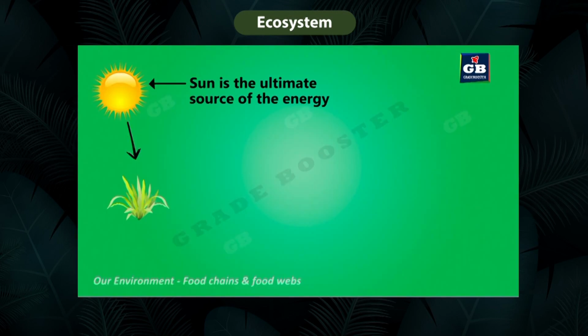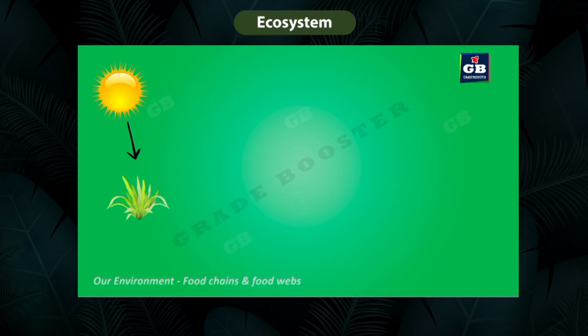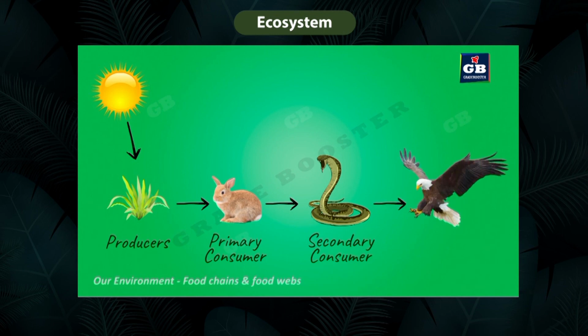In any food chain, the sun is the ultimate source of energy. Plants convert the solar energy into chemical energy, that is nothing but food. That is the reason why the plants are called producers, because they produce the food. The animals that feed on plants are called primary consumers, and the animals that feed on primary consumers are called secondary consumers. The animals that feed on secondary consumers are called tertiary consumers.